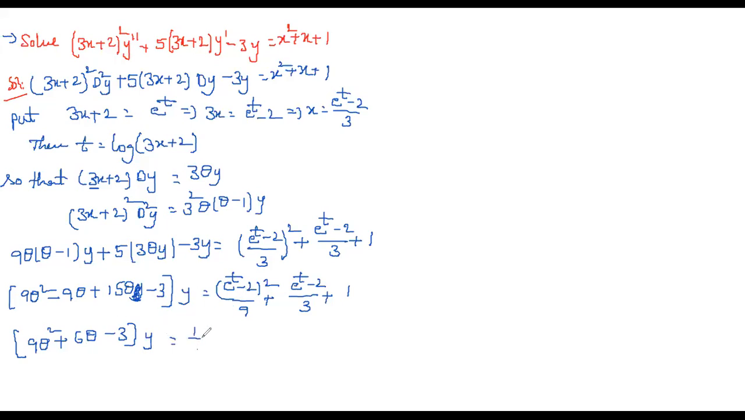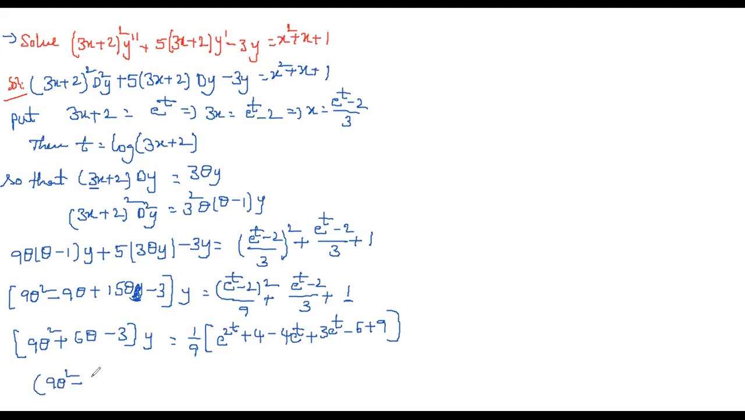If you take LCM 1 by 9 into, you can expand this one at a time. a square is nothing but e power 2t, b square is 4 and minus 4 e power t plus... Here 3 times it goes. So 3 into e power t, and this is 6 plus 9. So here 9 times. And here it is 3, we multiplied with 3. Then here it is what we got. There is no change in that.